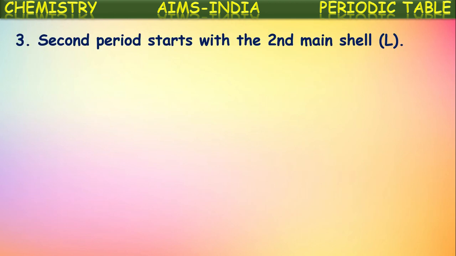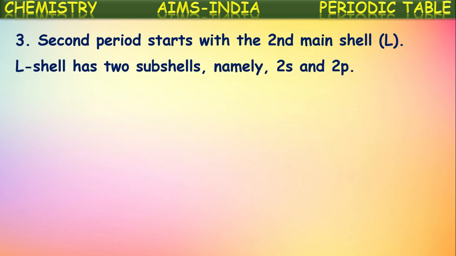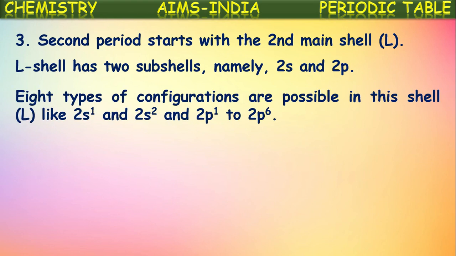Now let us see the second period. The second period starts with the second main shell, L shell. The L shell has two subshells mainly. They are 2s and 2p subshells. The 2s subshell has only one orbital, the 2s orbital. We know the 2p subshell contains three orbitals: 2px, 2py, 2pz. Totally how many orbitals? Four orbitals. And each orbital can accommodate two electrons. Isn't it? So totally 8 kinds of configurations are available. So 8 elements in the second period.